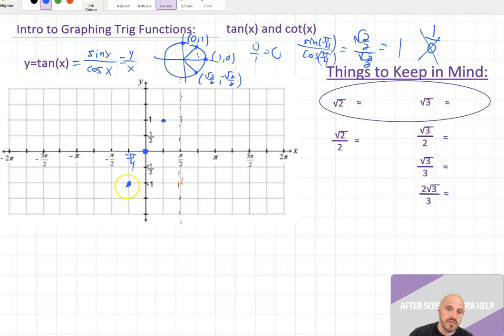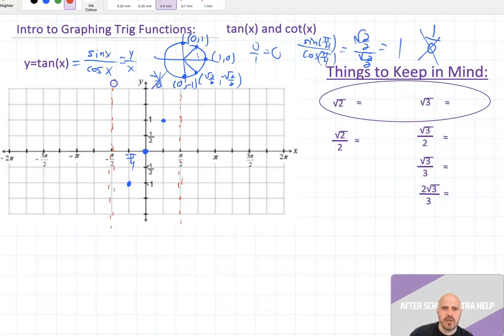All right, let's keep going. What's negative pi over 2? Well, if I go down to negative pi over 2, down this way, my coordinates there are 0, comma, negative 1. All right, well, y divided by x, bad again. I have another vertical asymptote, so let's put that in.